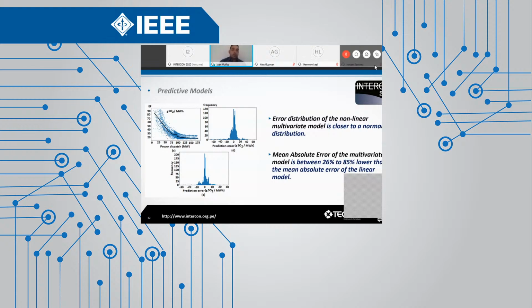So this is just an estimation that says, okay, we can approximate this behavior of the emission factor for some power plants that have this behavior with respect to the power dispatch. The mean absolute value error of the multivariate model, with oxygen and power dispatch as predictors, is between 26 to 85% lower than the mean absolute error of the linear model. So this is an improvement, right, with respect to the linear model.